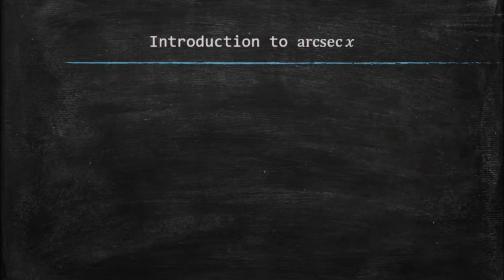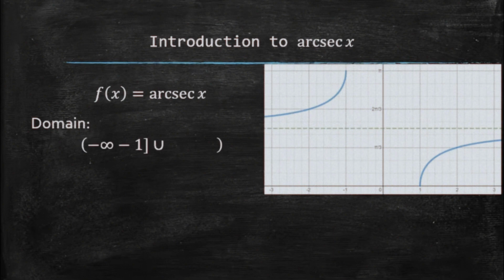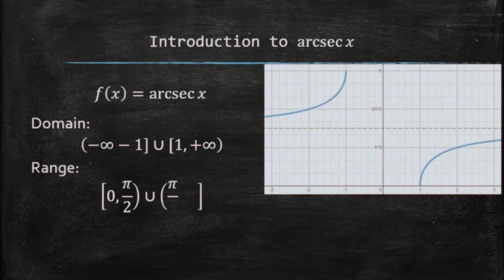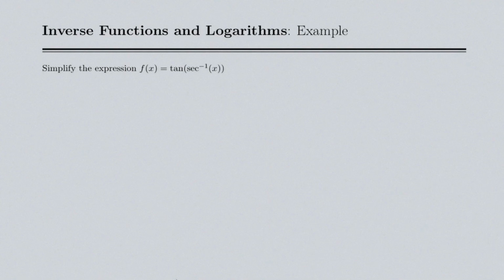Let's take a look at this new function and its graph. The domain of this function is all real numbers except the values that are between -1 and 1. And the range of this function is all the values between 0 and pi inclusive except pi over 2. We should be able to find the output of this function for any input in the domain using the graph or a calculator. We introduced a new function called the arcsecant of x and discussed some of its properties.